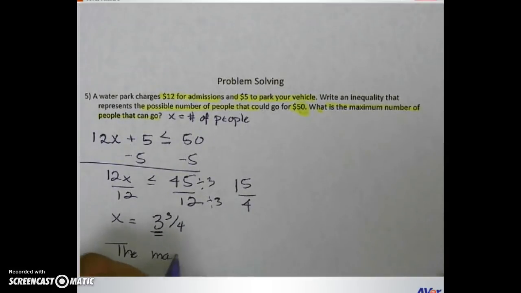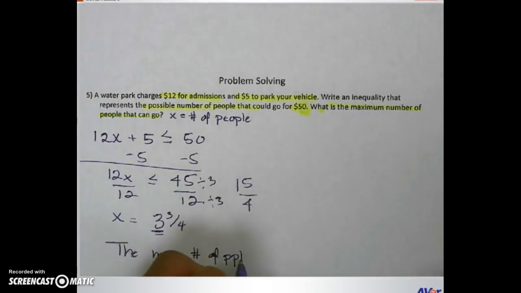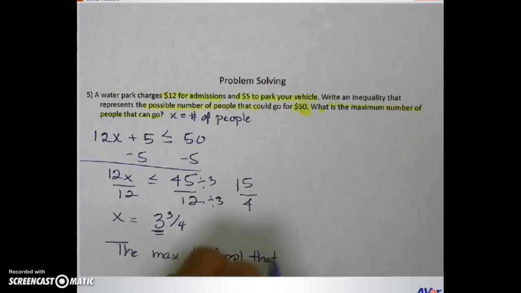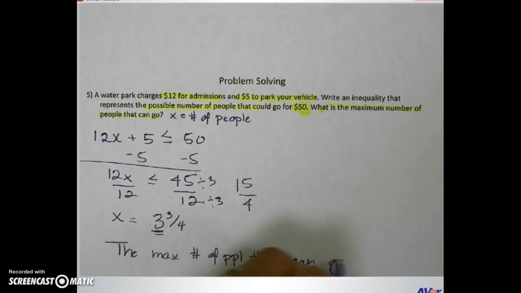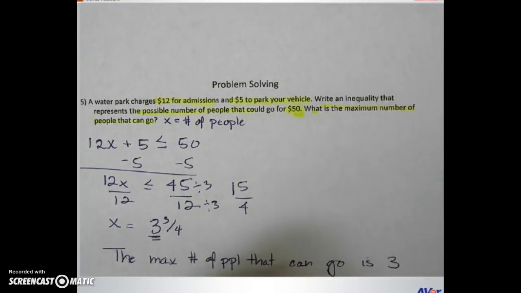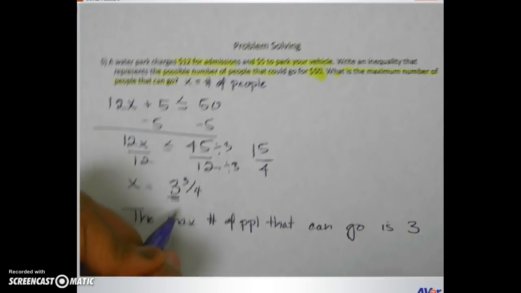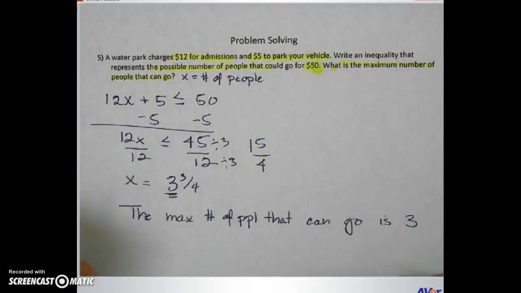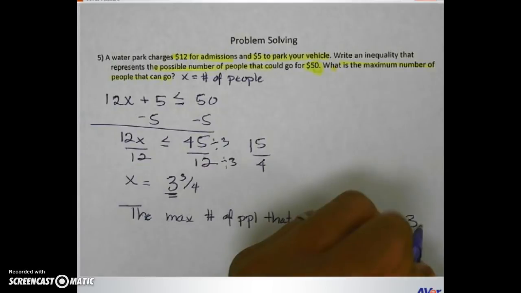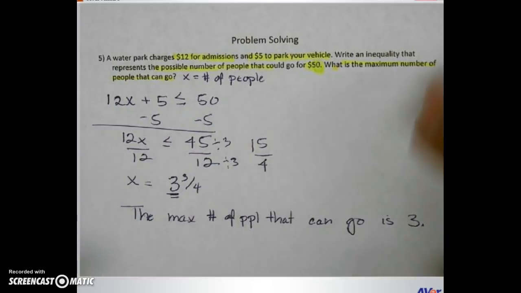The max number of people that can go is 3, because at 4 we don't have enough money for 4 people, which is fine. We're just going to go, the 3 of us will all sit comfortably in the car, and we'll have a little bit of extra money to buy maybe some drinks or a popcorn or something like that.